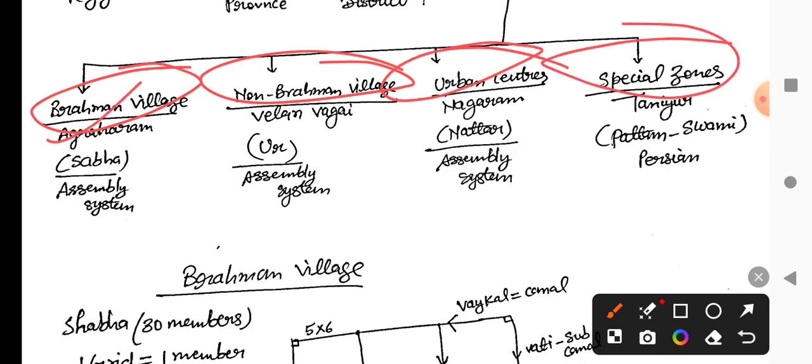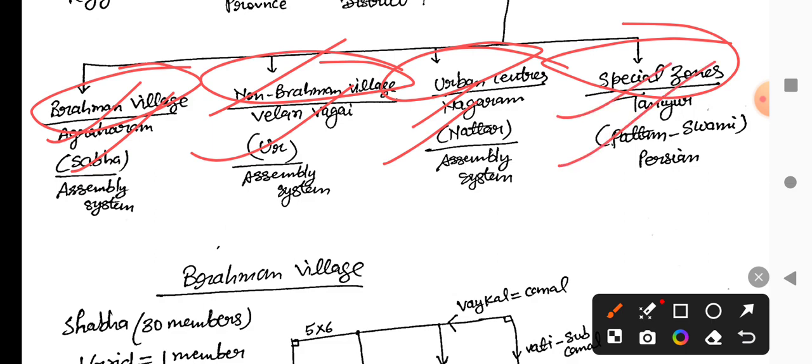A Brahmin village was known as Agraharam, and its assembly was the Sabha, where the Sabha was conducted. In a non-Brahmin village, the assembly system was Ur, in an urban center the assembly system was Nattar, and a special zone means Tanayur.